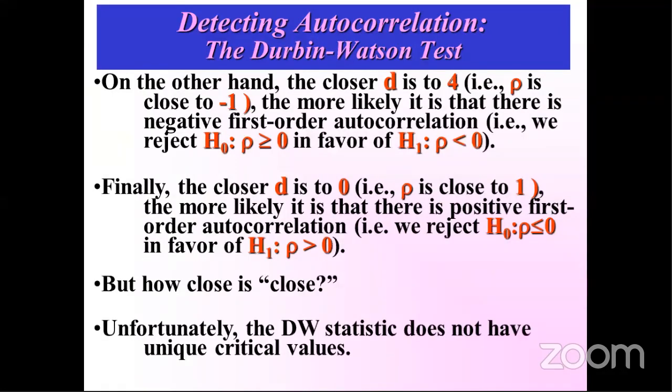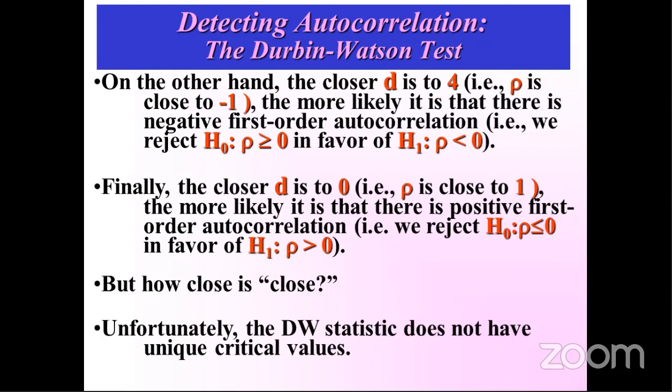The next is when your D is closer to 4, then it is more likely that there is a negative first order autocorrelation. So if your calculated value of D is closer to 4, that is an indication of negative autocorrelation. Finally, if your calculated value of D is closer to 0, then it is more likely that there is a positive first order autocorrelation in your problem. And hence, if your calculated D is closer to 0, that is an indication of positive autocorrelation.